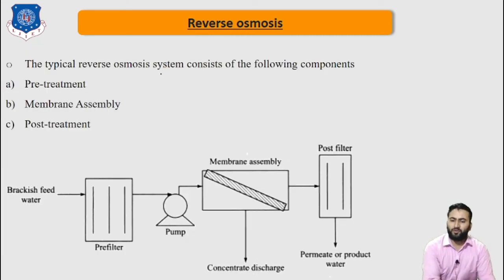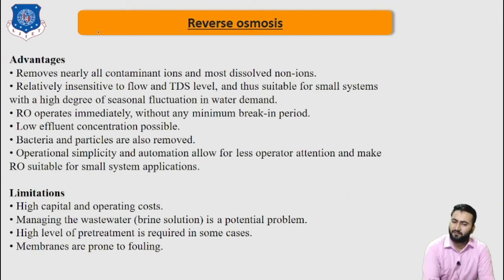Typically, a reverse osmosis system consists of three components: pre-treatment, membrane assembly, and post-treatment. Now let's discuss the various advantages and disadvantages of reverse osmosis.